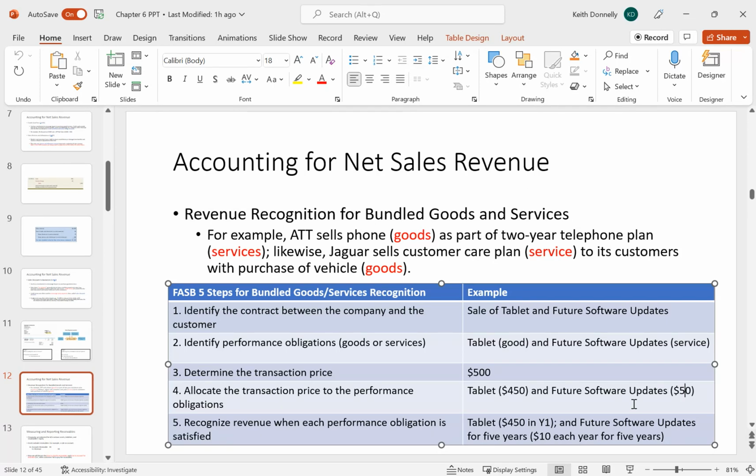Once you break it out, you recognize the revenue accordingly. The iPad, when you sell it, here's the good, here's the pizza, there you go. And then the future software updates every year as you provide the service. Year one, revenue. Year one, revenue. You have to break it out and recognize it when you earn it, based on the type of revenue, goods or services.